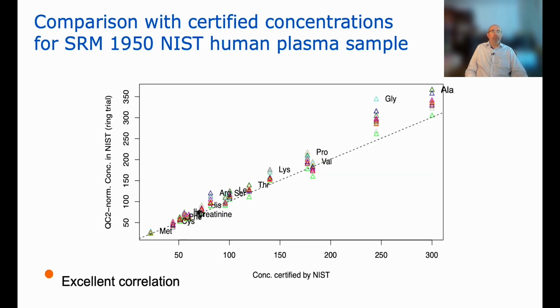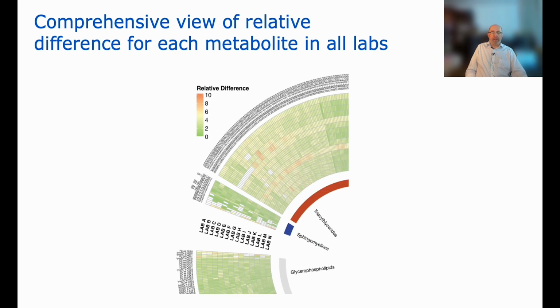Now, the comparison with certified concentration for amino acids is given here for the NIST sample. This is the concentration as reported and certified by NIST, and this is what we have measured. As you can see, there is a very, very nice correlation with values reported by the NIST. Every single symbol here represents a different laboratory. On the overall, the assay is providing the same values as that reported by NIST.